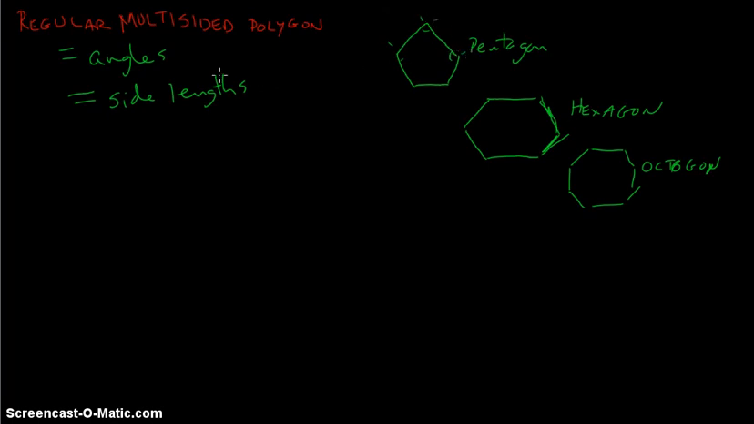And you can either inscribe them or circumscribe them in a circle. So if we have the circle here, this would be inscribing it, and if I had again a circle here, this would be circumscribing it around the outside of the circle. So that is what you can do with a regular multi-sided polygon.